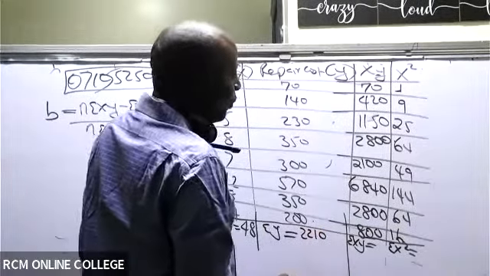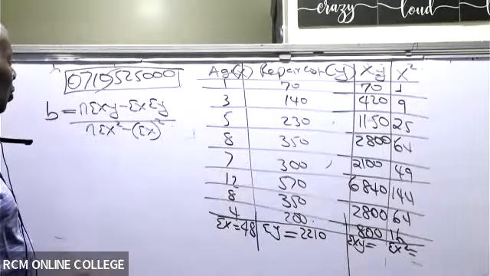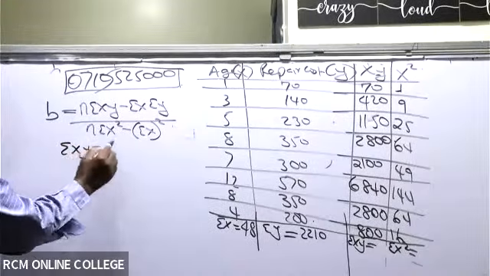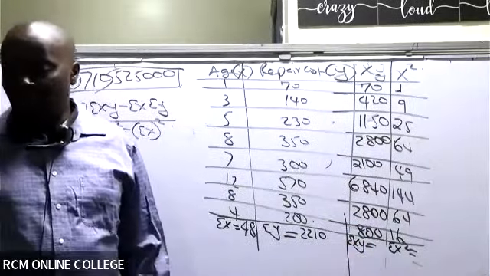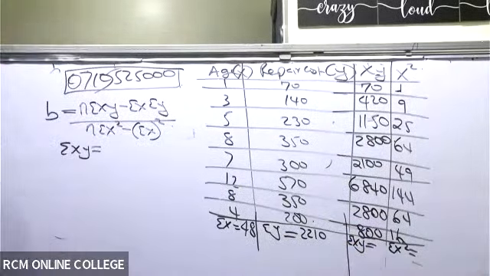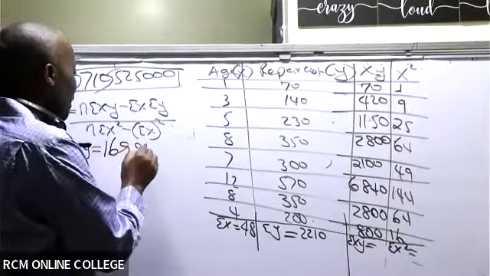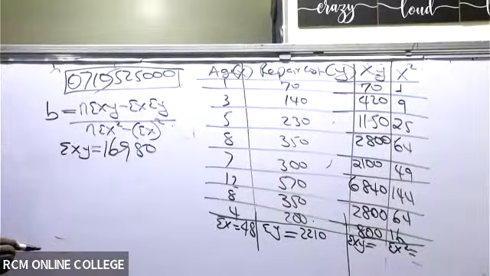How about the summation of xy? Can somebody give me that summation of xy down here? Anybody who could be having this answer? Summation of xy is 16,980. Can someone else confirm that what this great sister of ours is giving us is correct? Yeah, somebody has confirmed 16,980.